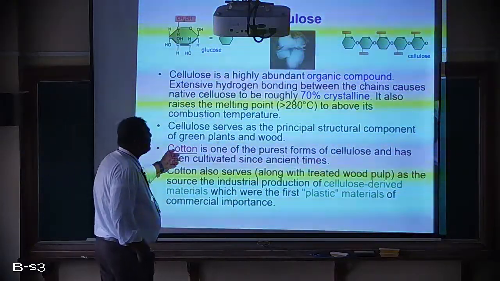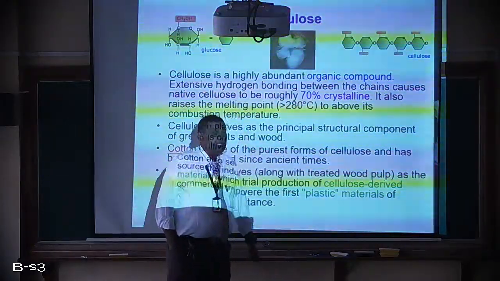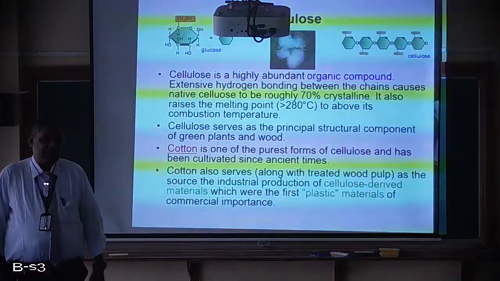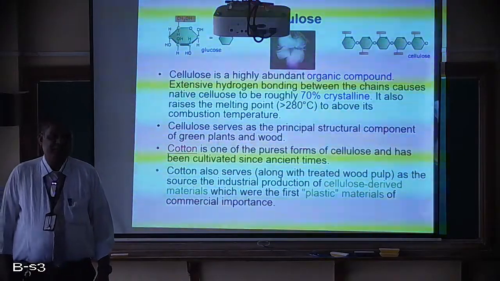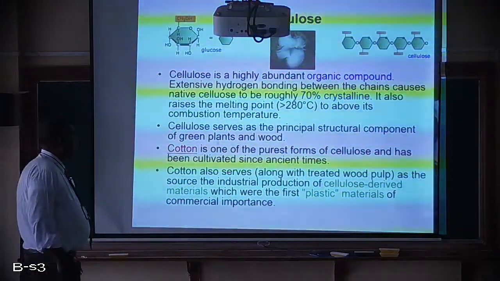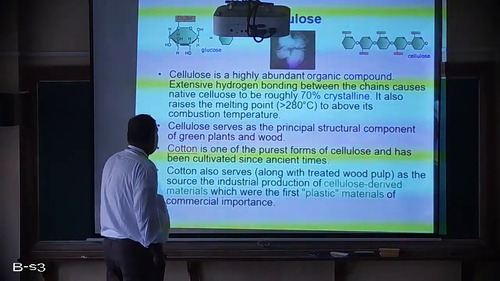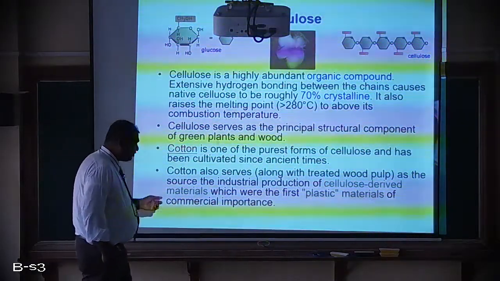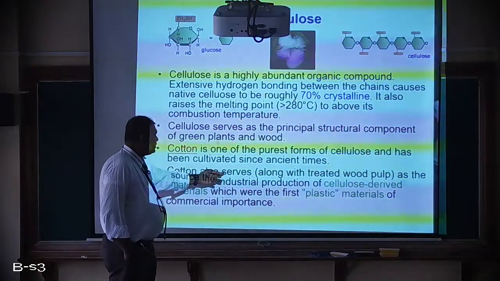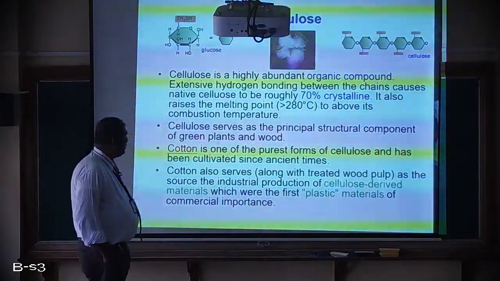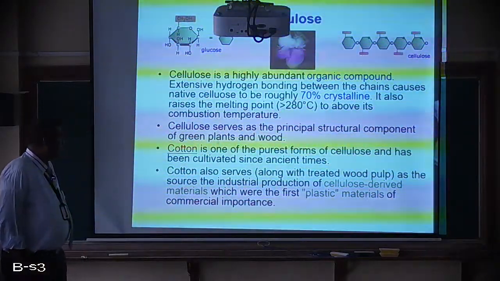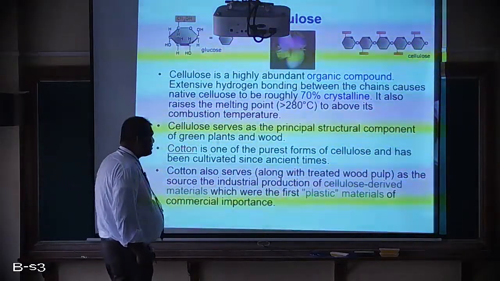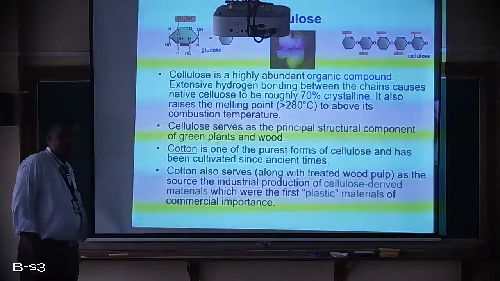In this you can get up to 70% crystallinity. Generally metals are 90 to 95% crystalline, whereas these have up to 70% crystallinity. This is found in cotton. Cotton also serves, along with treated wood pulp, as the source for the industrial production of cellulose-derived materials, which were the first plastic materials of commercial importance.